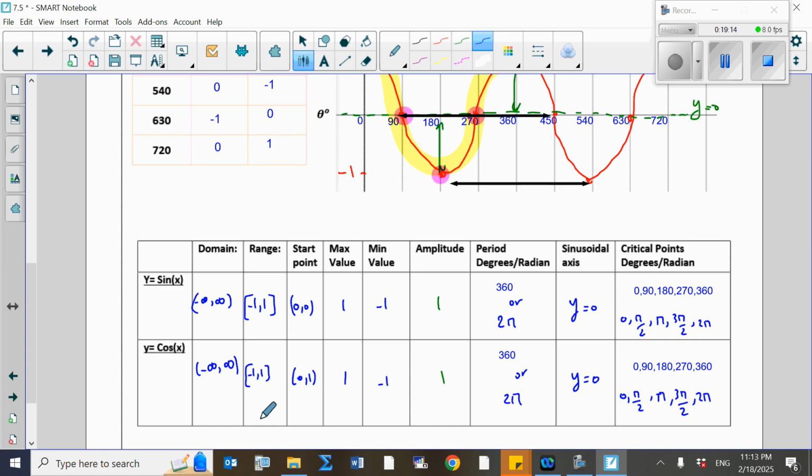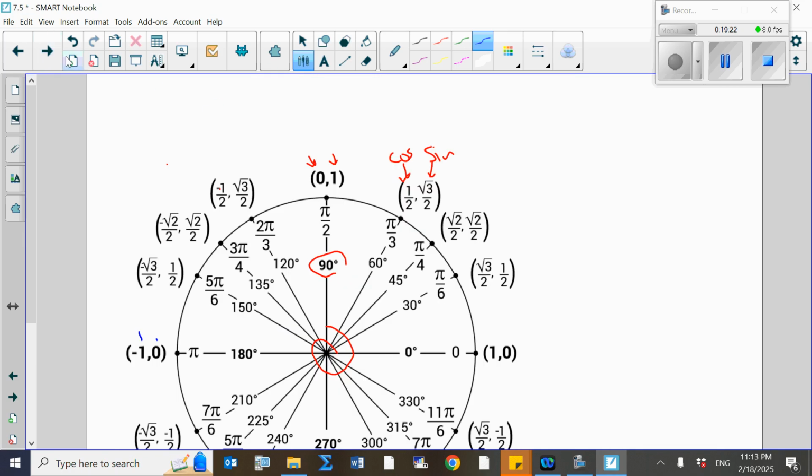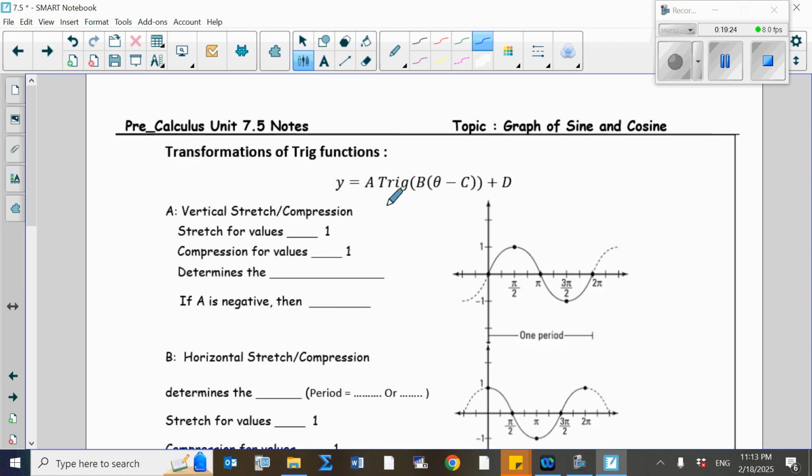Okay. So we learned all the basics about the parent sine and cosine, and now we're going to learn about transformations. So this is the general form of the sinusoidal function, or any trig function, with the transformations that could happen to them. If you see the word trig here, that means just any of the trig functions, like sine, cosine, or tangent, or even cotangent.